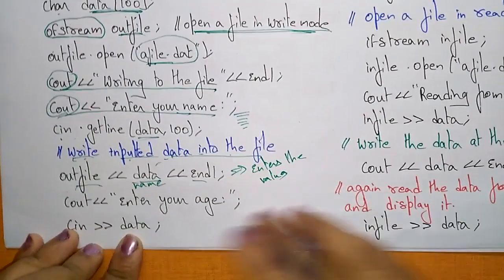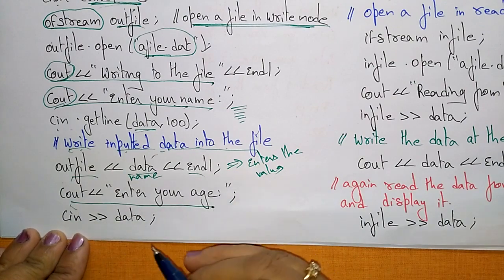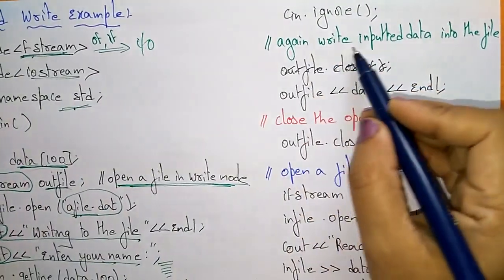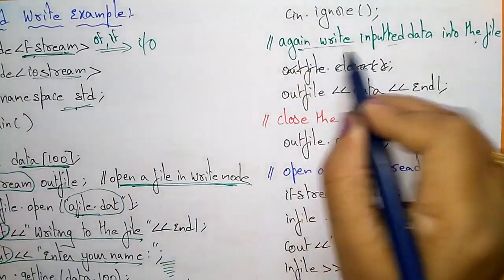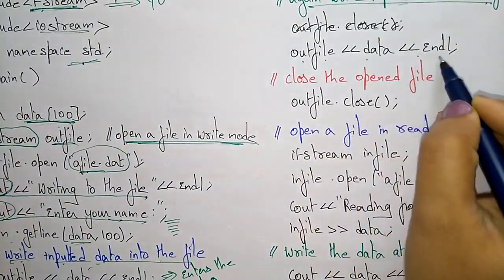Now I'm taking another thing. Cout enter your age. Again the same procedure. Cin data. You have to write the inputted data into the file. Another data has to be inputted. How will it be inputted? The same: out file data endl.